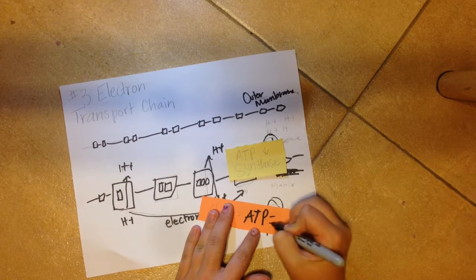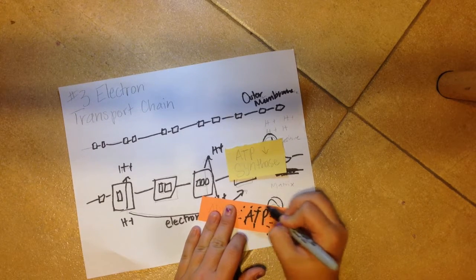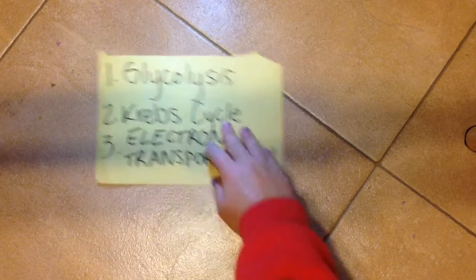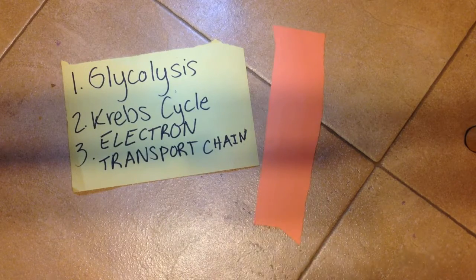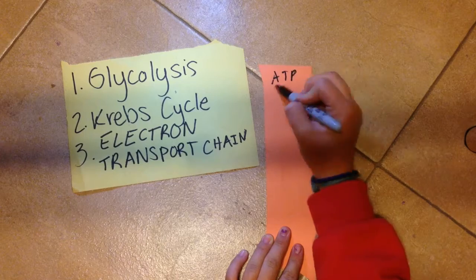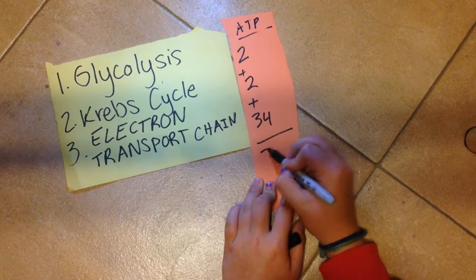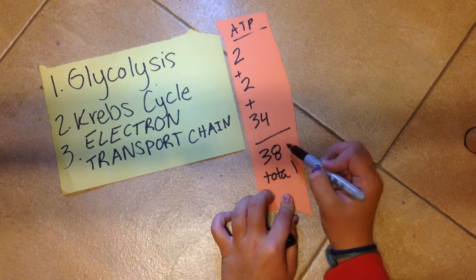34 ATP are made from the products of one molecule of glucose. This electron transport chain only occurs when oxygen is available. In total, in aerobic respiration, 38 ATPs are produced: 2 during glycolysis, 2 during the Krebs cycle, and 34 during the electron transport chain.